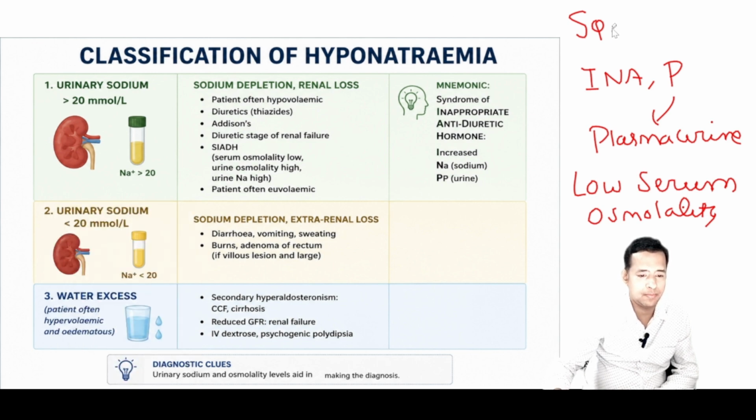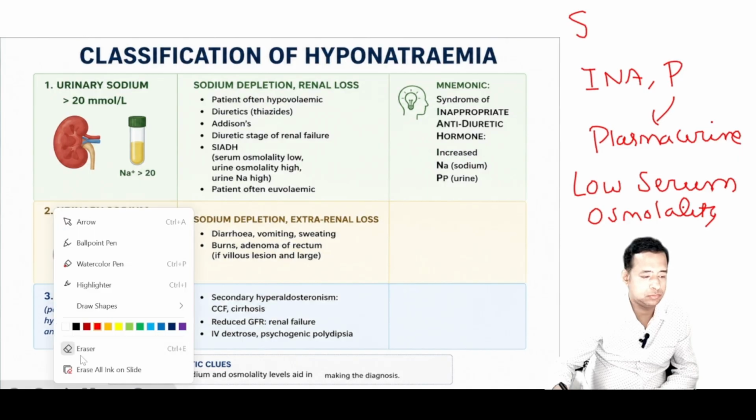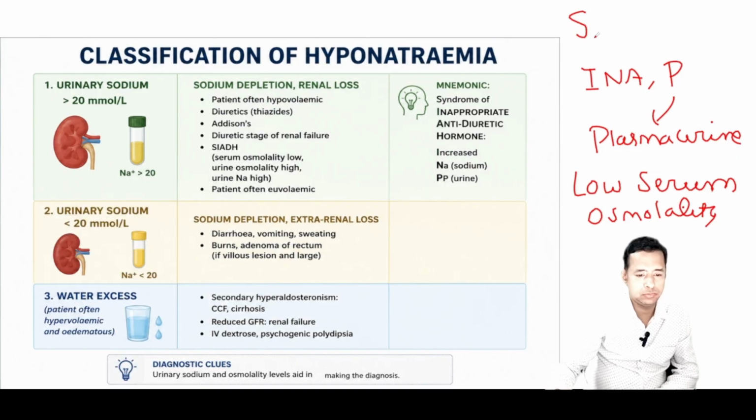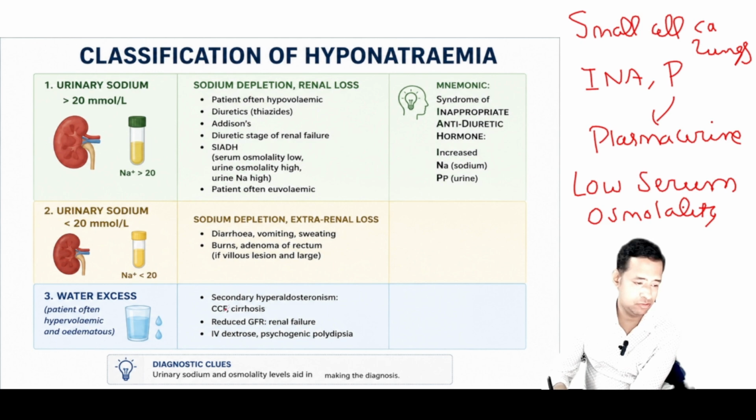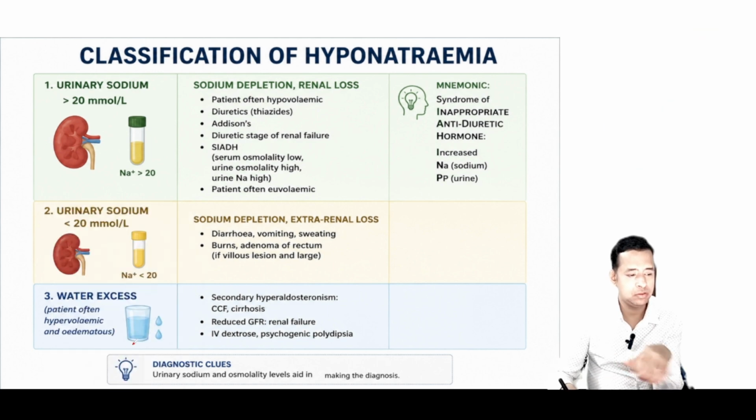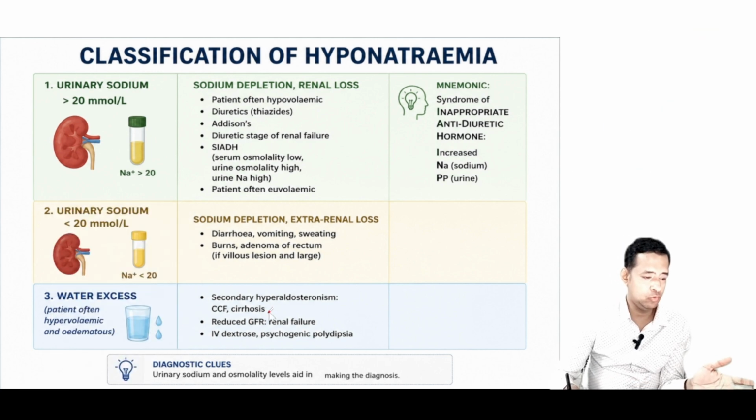Small cell carcinoma of the lungs. Okay, so the examiner will always give this association with INAP. IN means increase, Na means sodium: increased sodium in urine, and urine osmolality also increased. You have to think this. Okay, this is very easy. And yeah, the rest I have given the same.